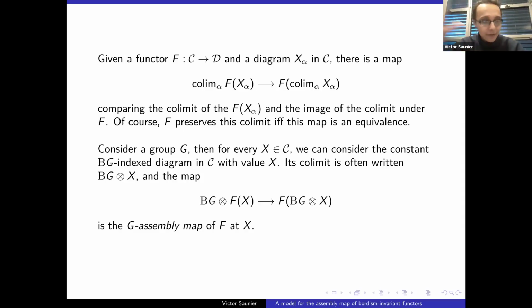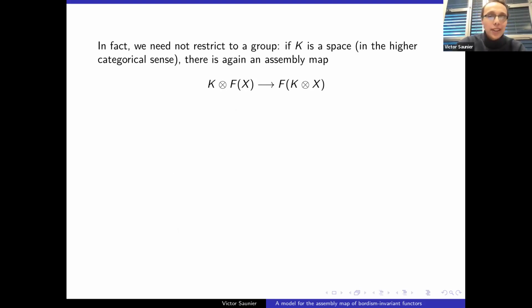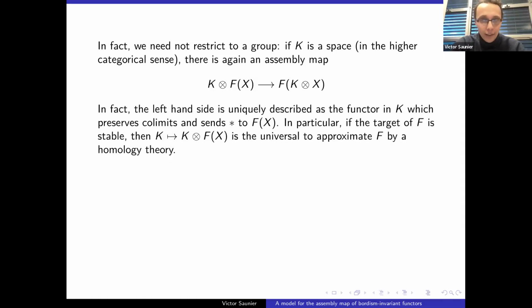Now this is something that works fine one-categorically, but I want to do everything infinity-categorically. And if I work in this wonderful land of infinity categories, I can do this way more generally. I can pick a space, a homotopy type, anima, whatever you want to call it. Look at the constant functor equal to some x in my category, and apply F either before or after taking the colimit. This gives me an assembly map for this, and it's better than this.